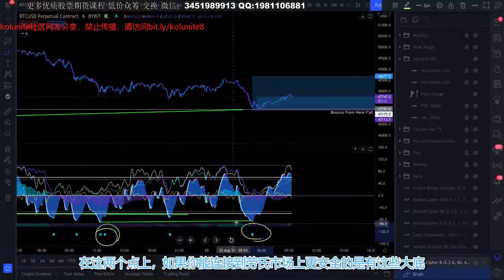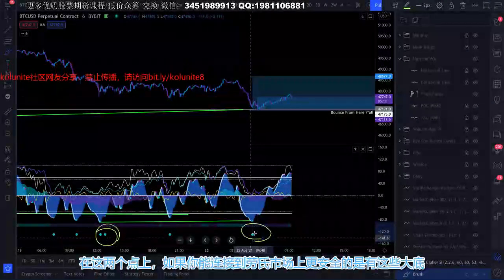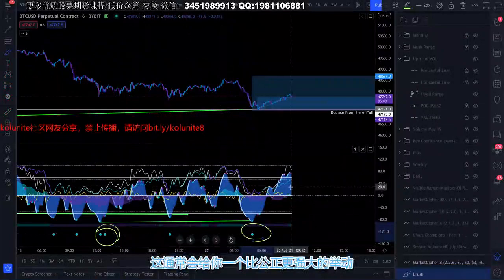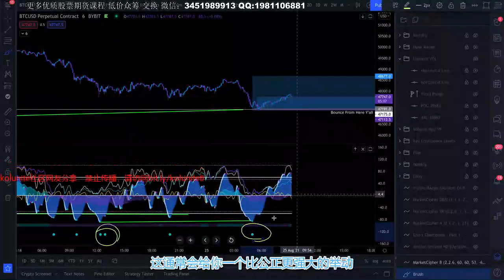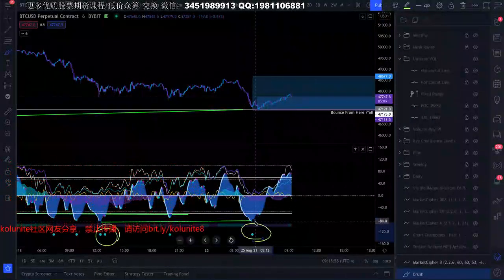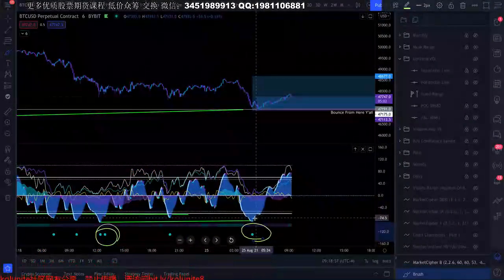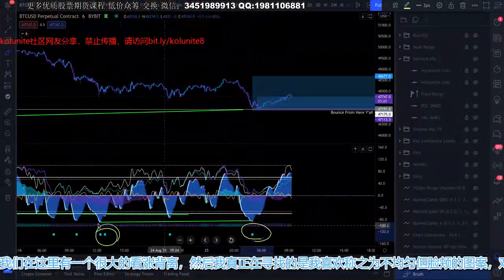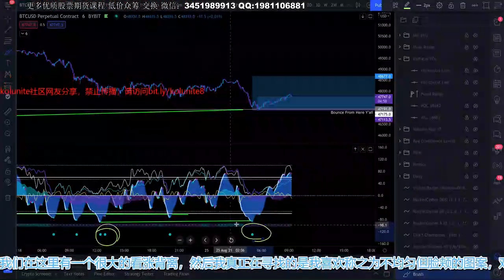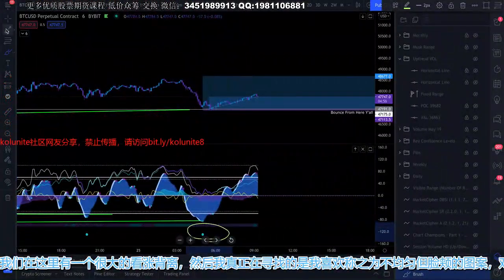If you can connect two lows on Market Cipher B that have these big bottoms, that's usually going to give you a more powerful move than if you are just coming along with just two waves next to each other. So we had this big bullish divergence here.